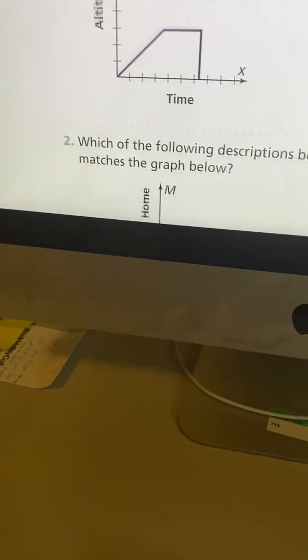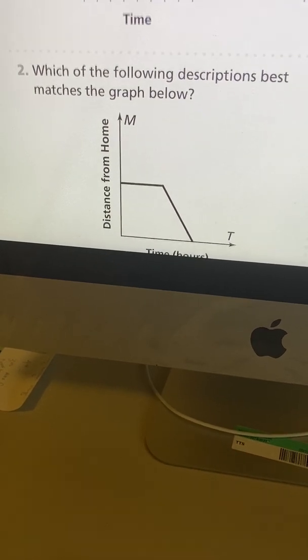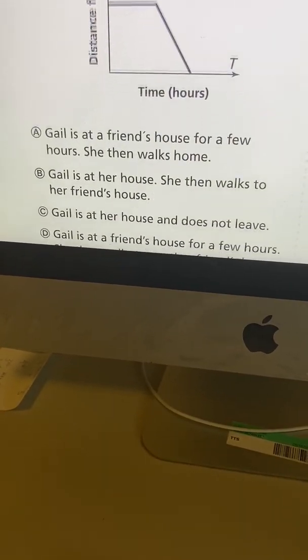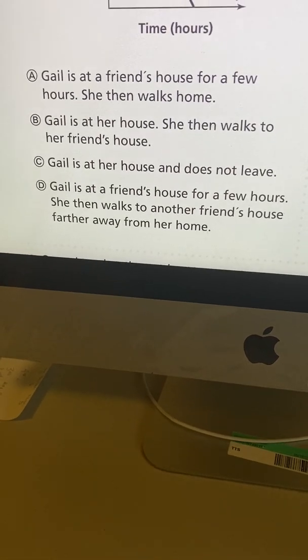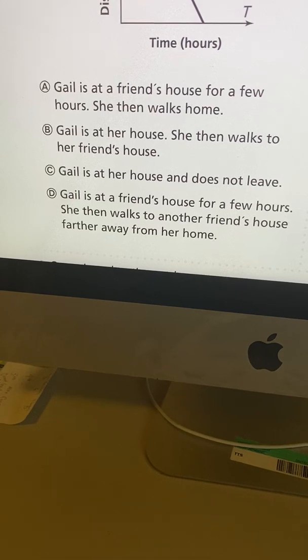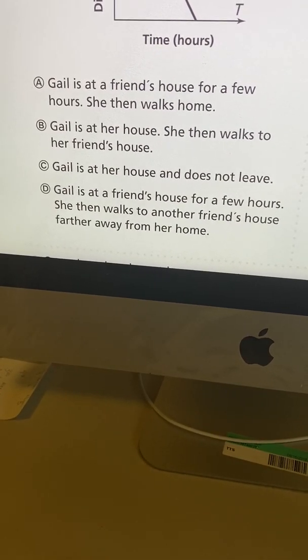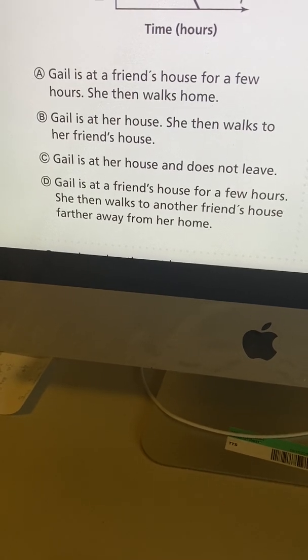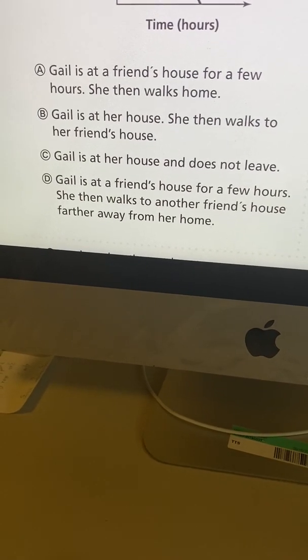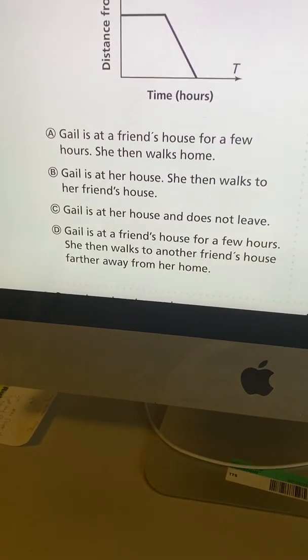All right. Number 2, which of the following descriptions best matches the graph below? A, B, C, or D? A says Gail is at a friend's house for a few hours, then she walks home. B: Gail is at her house. She then walks to her friend's house. C: Gail is at her house and does not leave. D: Gail is at a friend's house for a few hours. She then walks to another friend's house farther away from home.